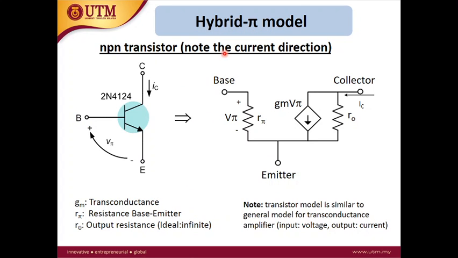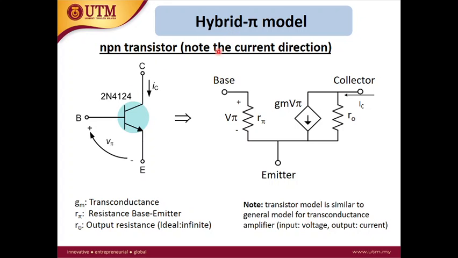What is the hybrid pi model? The left hand side diagram is the symbol of the BJT. The BJT has three terminals: base, collector, and emitter. In general, we consider the base terminal as the input terminal and the collector terminal as the output terminal, so the collector current will be the output and the base current will be the input.